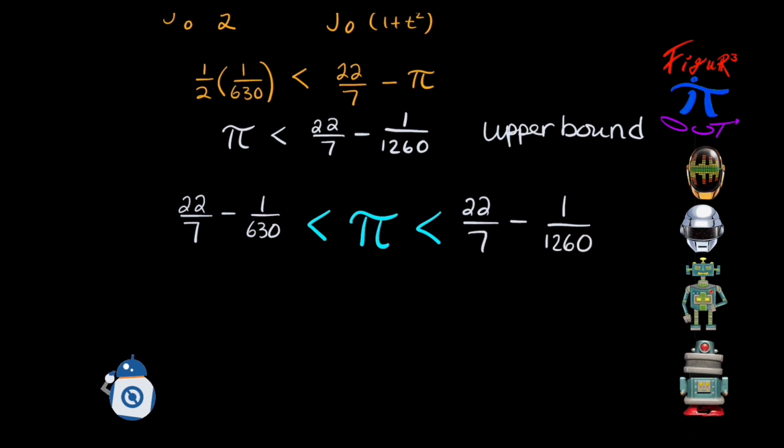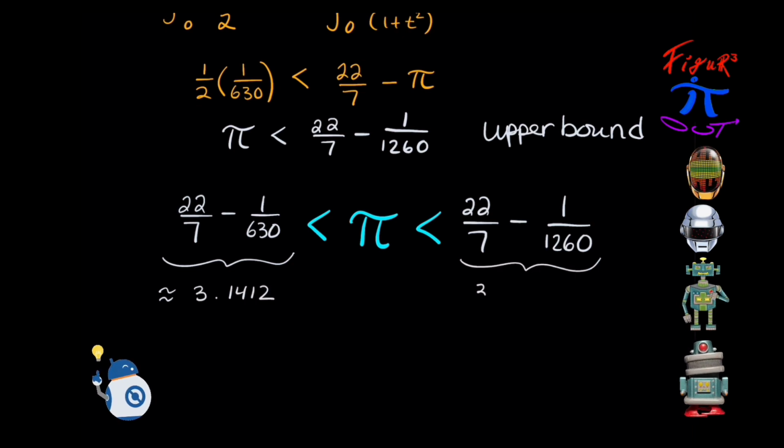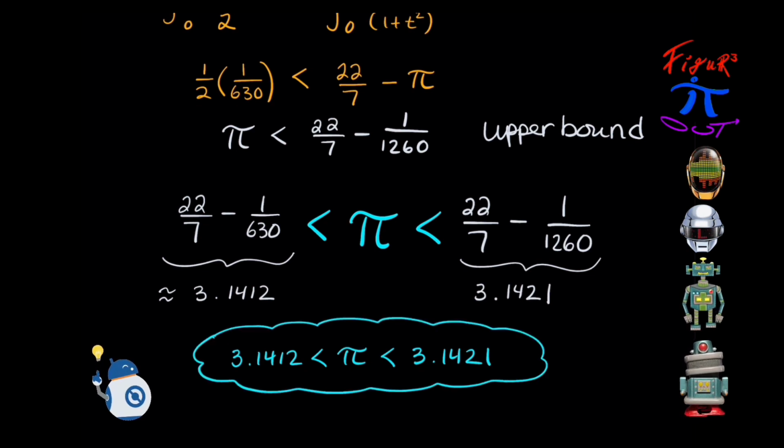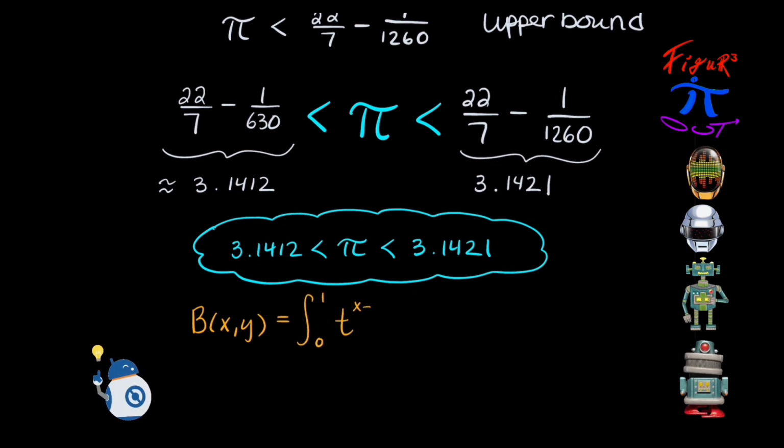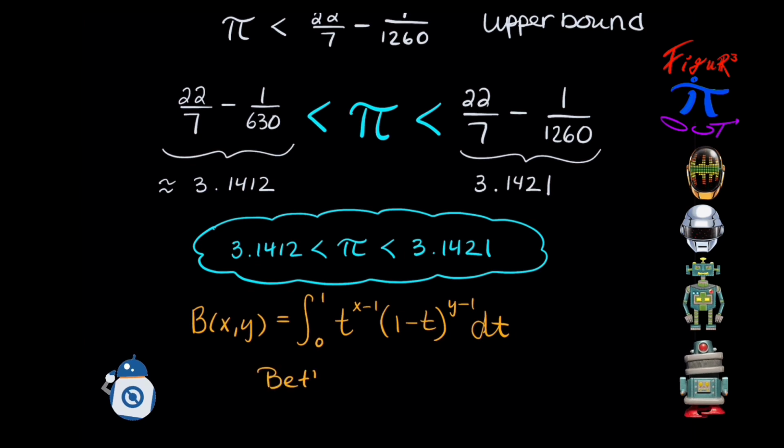So, using the fraction notation, we have our inequality, and pi sits right between these two numbers. The number on the left is approximately 3.1412, where the one on the right is 3.1421. And since pi is 3.141592653589793 and so forth, this is a nice estimation for pi for all practical purposes, and it was due in part to the beta function.